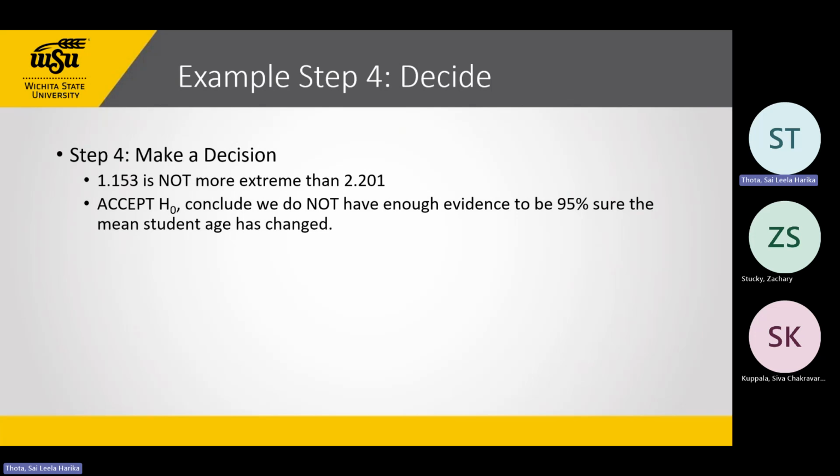So we accept H naught and we conclude that we do not have enough evidence to be 95% sure that the mean student age has been changed. So the process is simple. First, decide the H naught and H1. H naught is nothing but what is given in the question. Like for example, if you get a homework on hypothesis testing, what you need to do? First, you need to find out the H naught and next the H1. So H naught is simply what is given in the question. And H1 says that there is some effect.